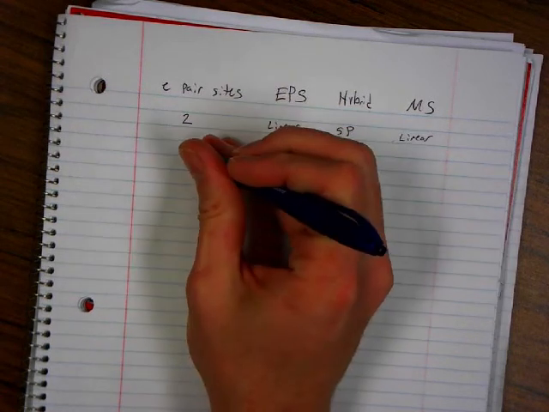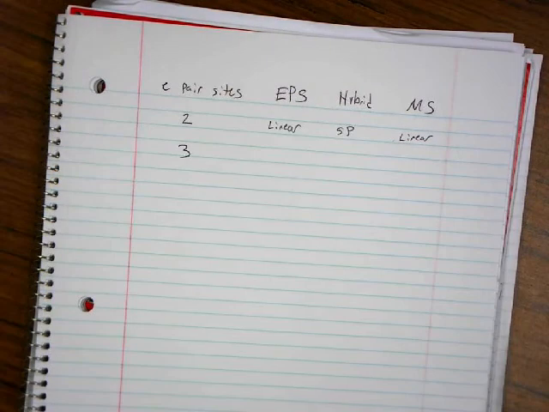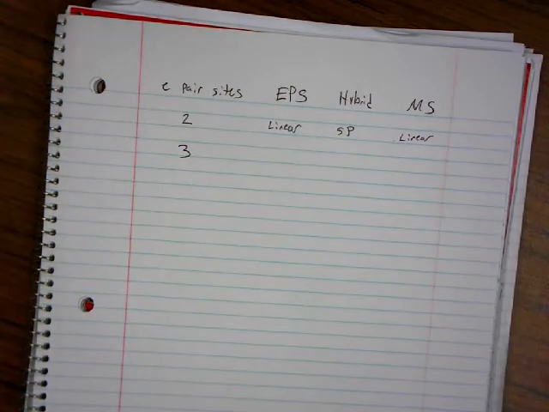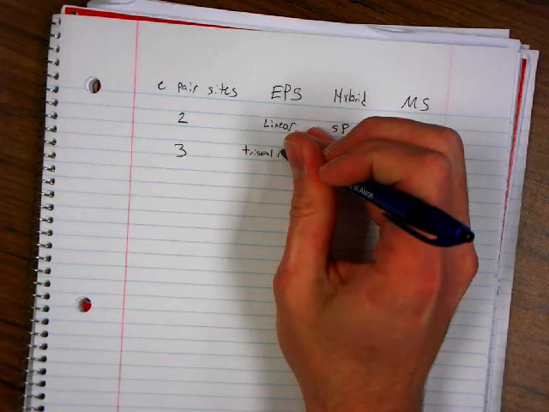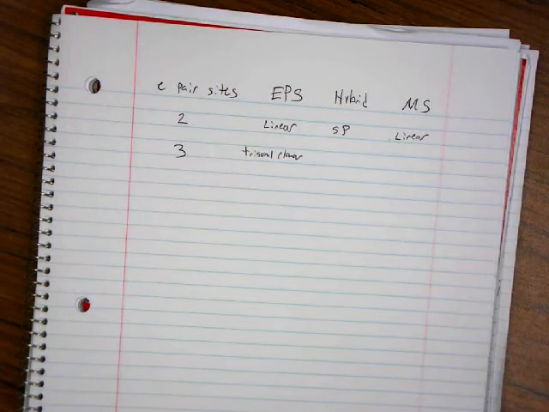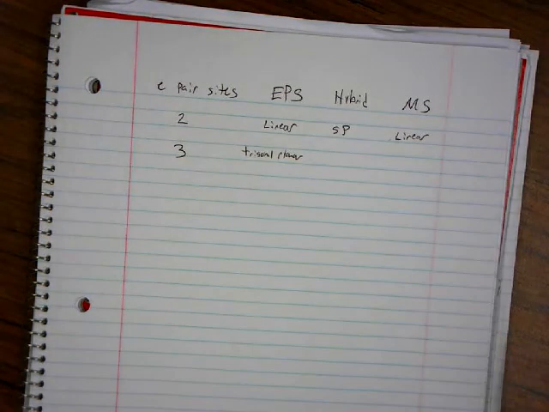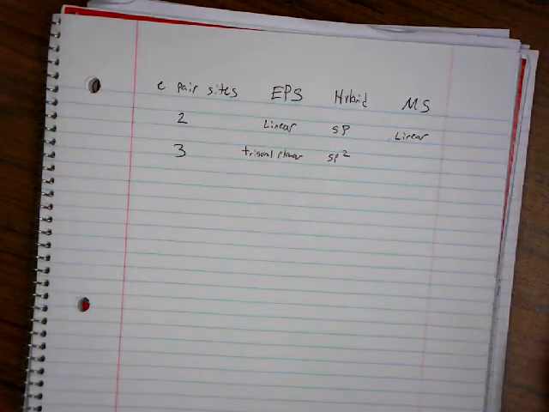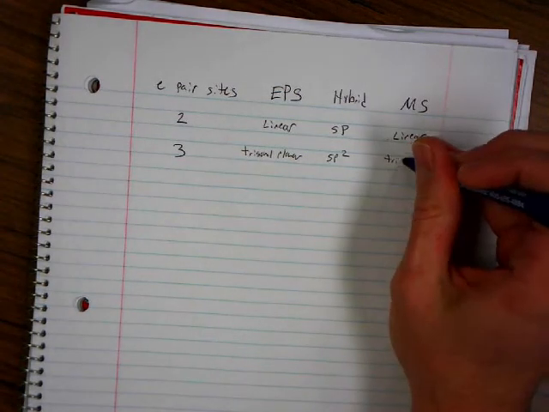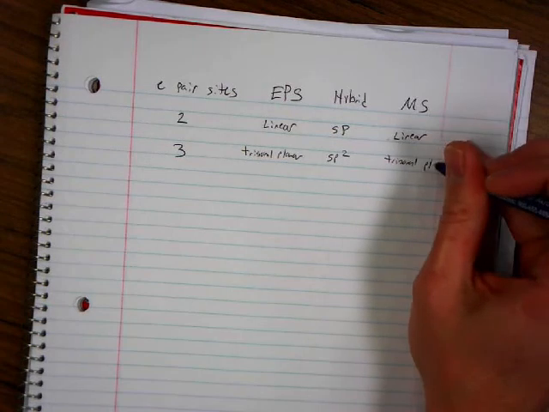Now, if I go to 3 electron pair sites, we know what this is. We did this yesterday. That is what shape? Trigonal planar. You got it. Hybridization is? SP2. Molecular structure is also trigonal planar.